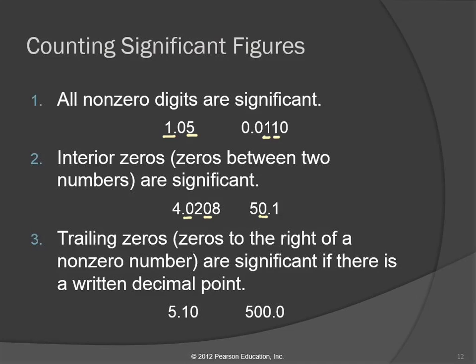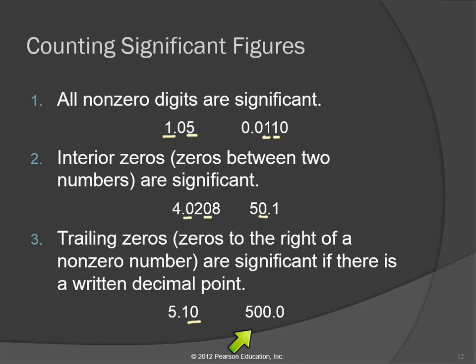Trailing zeros are significant sometimes. What's a trailing zero? A trailing zero comes at the end. So if you think of a number like a train, and we always read from left to right, we start with the 5, and then we go to the 1, and then we go to the 0. The 0 is coming at the end. It's a trailing zero. The trailing zero is a significant figure if there's a decimal point in the number. So in this example of 5.10, there is a written decimal point. And so this is a trailing zero with a decimal point. We count that as a significant figure.